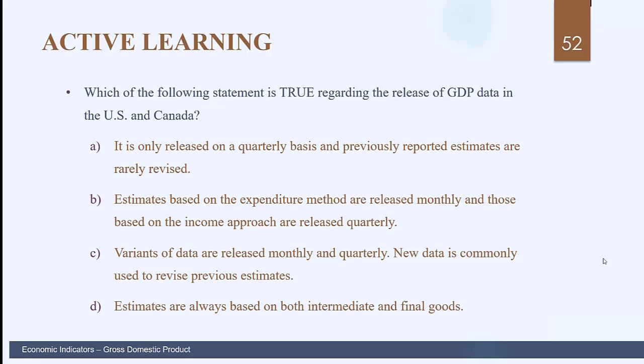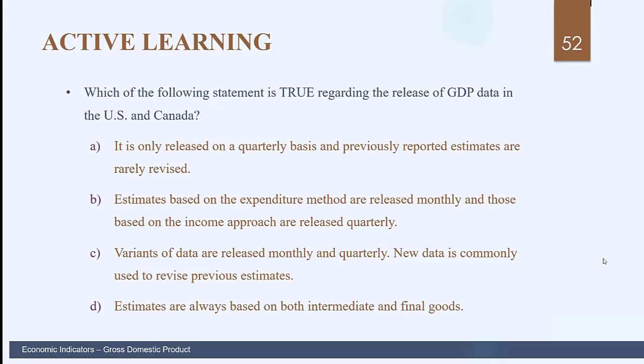B mentions that estimates based on the expenditure method are released monthly, and those based on the income approach are released quarterly. Well, that is not true. Both of these approaches are used to come up with the GDP figure. As we saw when we learned how to actually calculate this, both approaches will result in the same estimate. And if you were to look at the details of each of the releases when the data is released from the statistical agencies, you can look in and see how each of these methods were calculated.